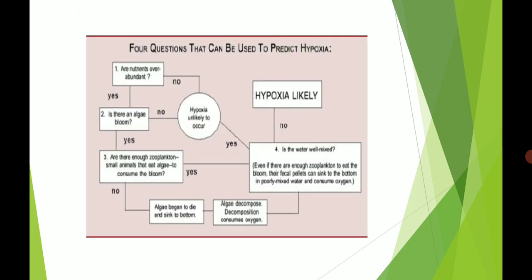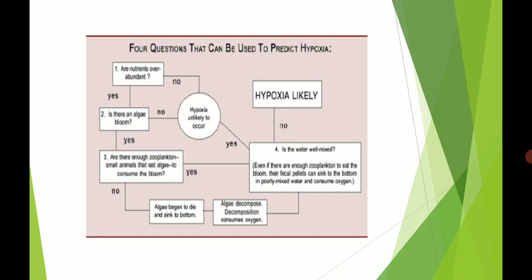Now, seen here are 4 questions that can be used to predict hypoxia. Seen here is the diagrammatic presentation of the 4 questions, which show how hypoxia in fishes will occur. First, in a circle, is hypoxia likely to occur? Yes, due to nutrients being overabundant.